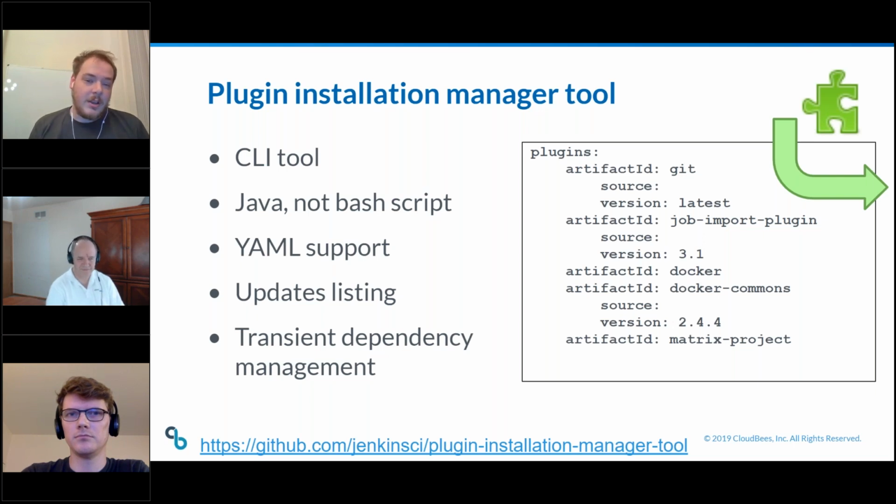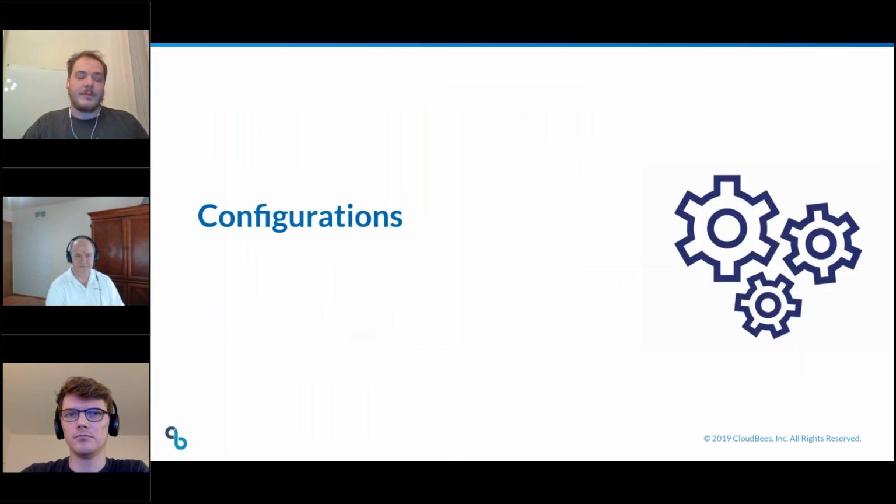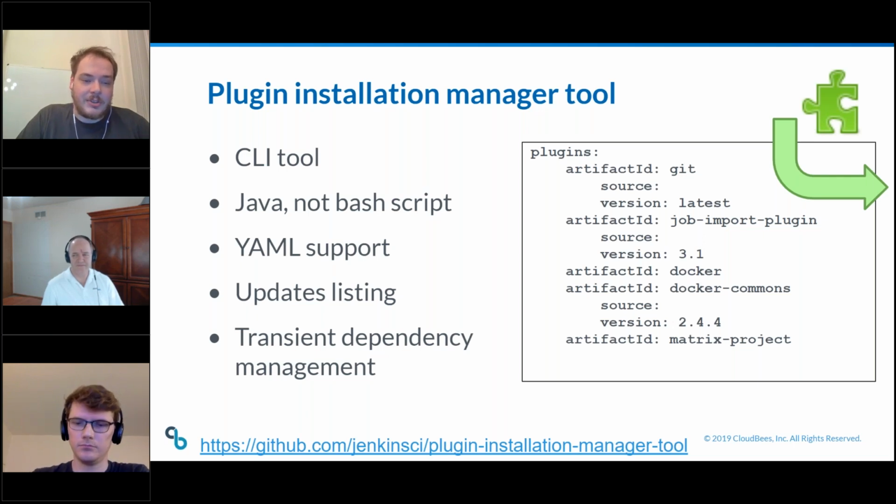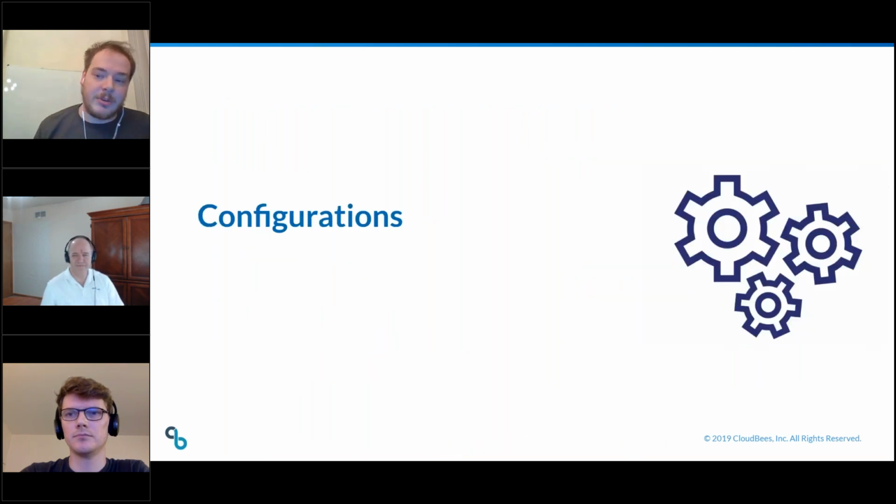So for example, I don't have screenshots here, but you can just list available updates. You can ask it to provide a list of incoming security issues. Without starting Jenkins, you can also manage transitive dependencies in a more intelligent way. And this tool keeps evolving. Hopefully, we will have it as a part of official images soon. So plugin management, I think, will be resolved.